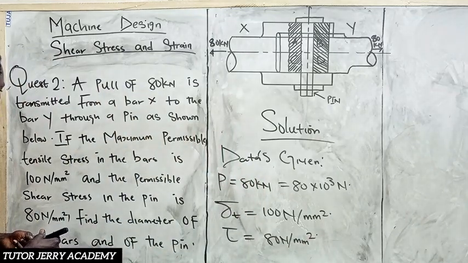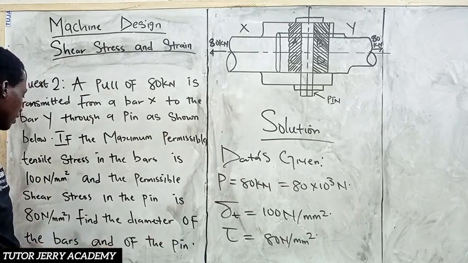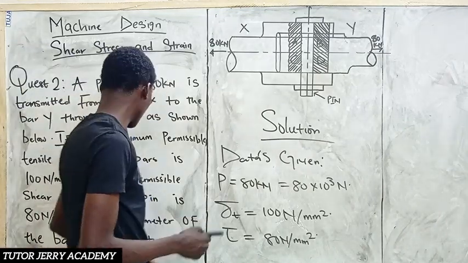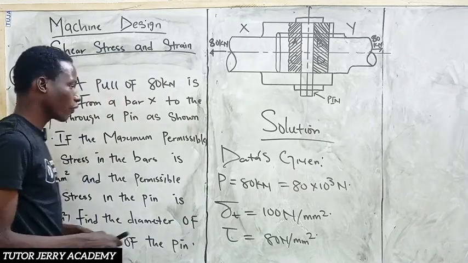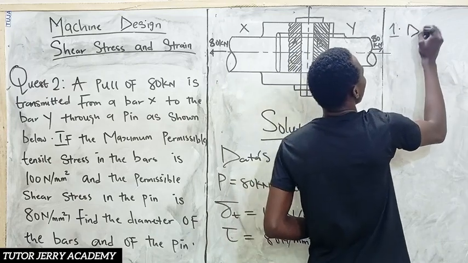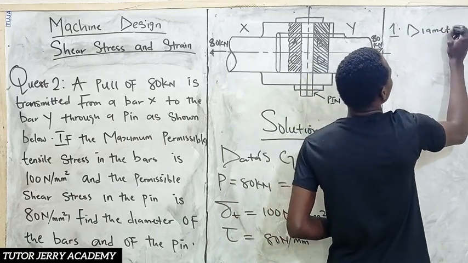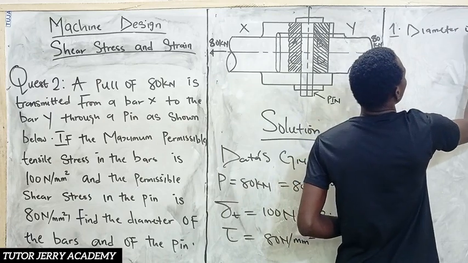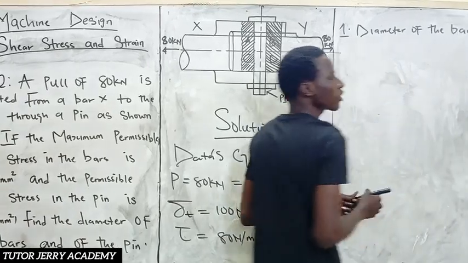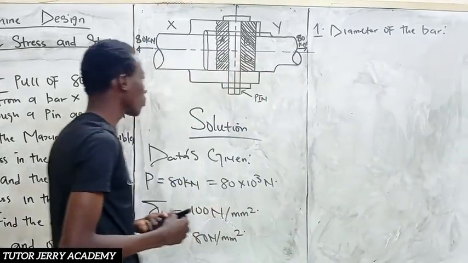And lastly, that will be all. So we are asked to find the diameter of the bars and of the pin. The first thing we are going to be doing is finding the diameter of the bar. So we can say number 1, diameter of the bar. Now, in order to find the diameter of the bar, we are going to be looking for the area.